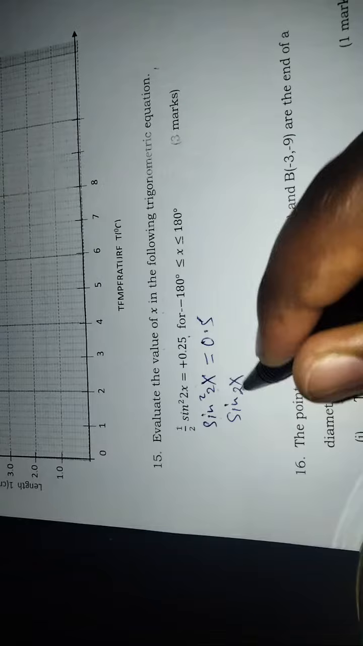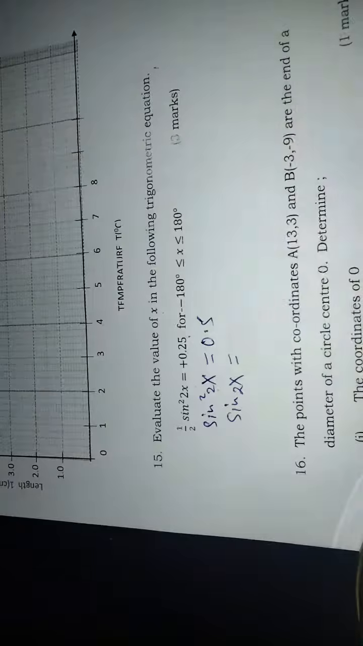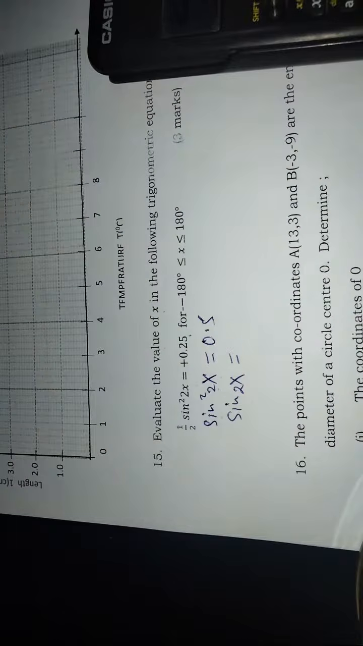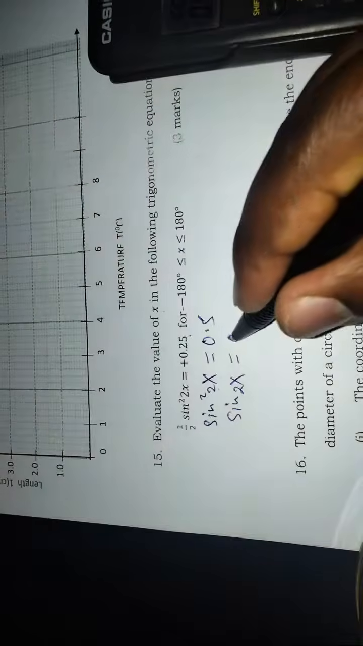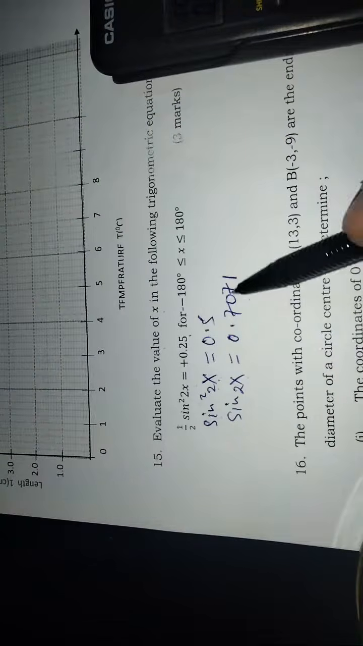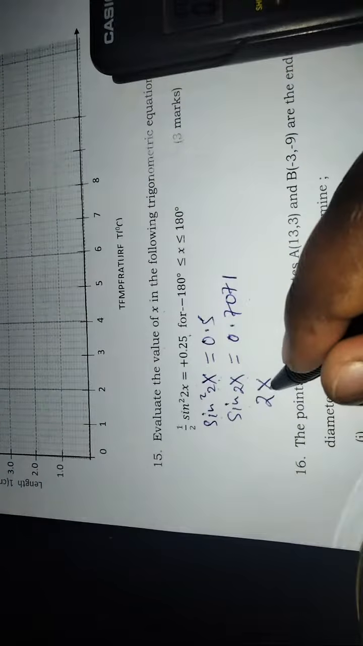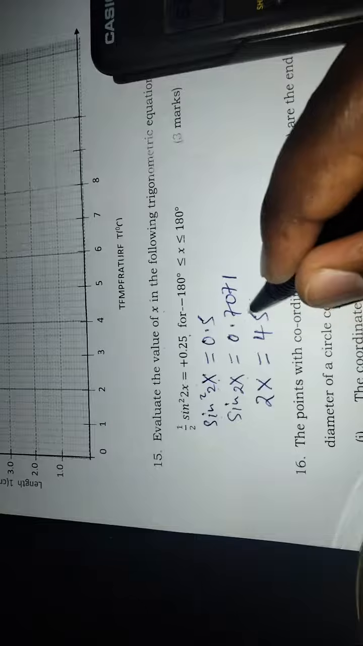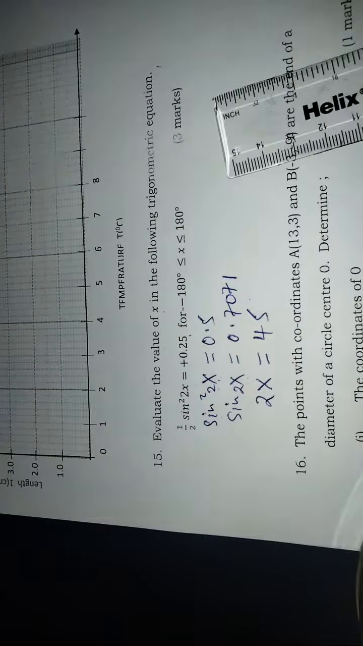And because this is sine squared of 2x, we take the square root both sides. The sine of 2x is going to be the square root of 0.5. This gives us 0.7071. Therefore, for us to get the value of 2x, we need the sine inverse, shift sine, of this value, and we are getting exactly 45.